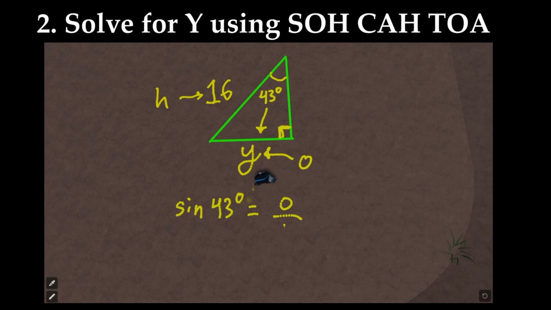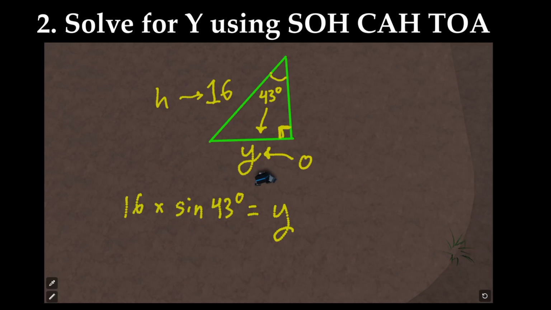And I know what O and h are. O is just y, and h is just 16. And now this is an equation that we can solve. So the first thing I'm going to do is multiply by 16 on both sides so I can cancel it out in the denominator like this. And then I'm going to be left with y is equal to 16 times sine of 43.